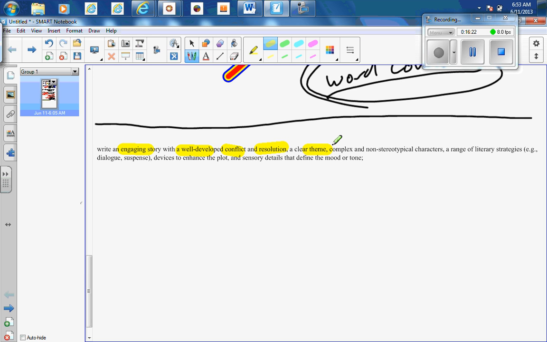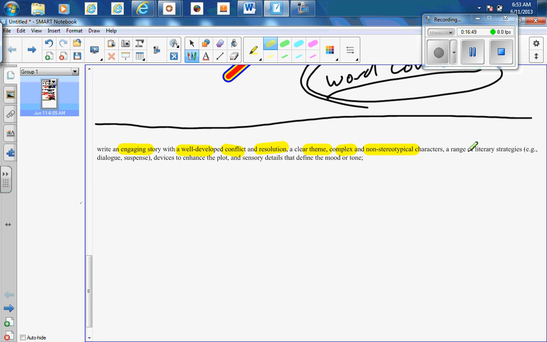Stories have to have a message. I call them fortune cookie statements. It's the message the story is trying to give to you. And we're going to talk more about that later. And complex and non-stereotypical characters. When we write, too often we play off a stereotype. A stereotype is a character that everyone knows and can predict the actions. The best characters have no predictable actions.